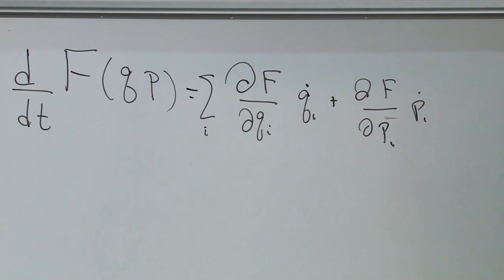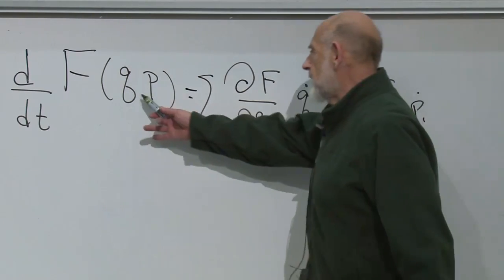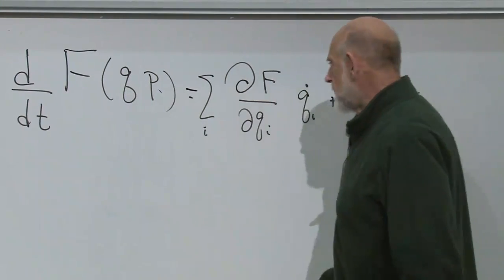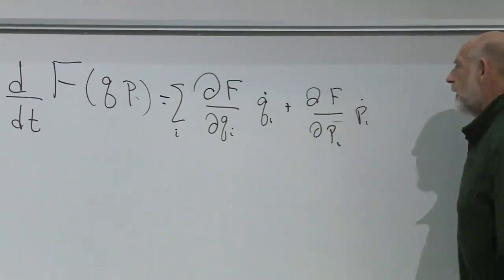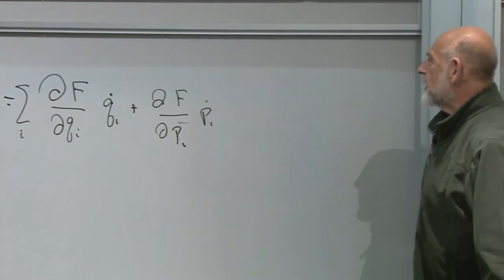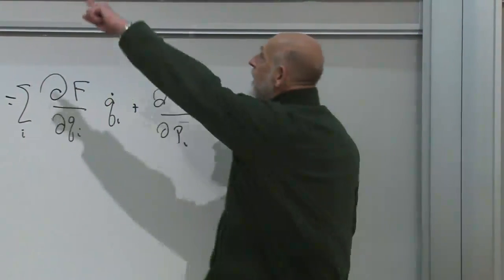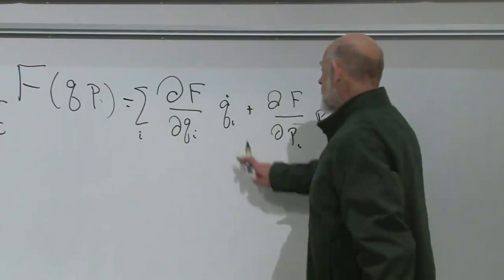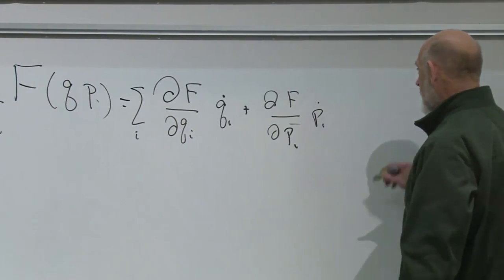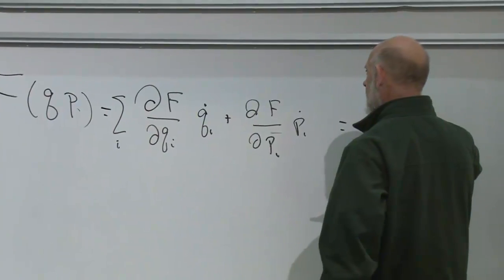Same thing, we've done it before, we'll probably do it again. We differentiate something with respect to time by differentiating it with respect to the arguments, the things that the function depends on, and then multiplying by how fast those things change. But now we have something, we have p dot and q dot. So I can substitute that in here. And this is equal to summation.